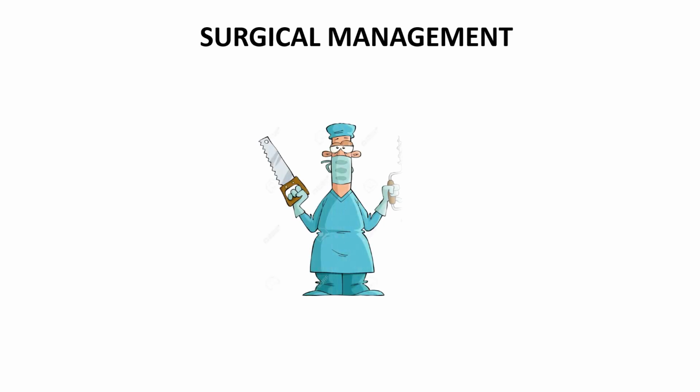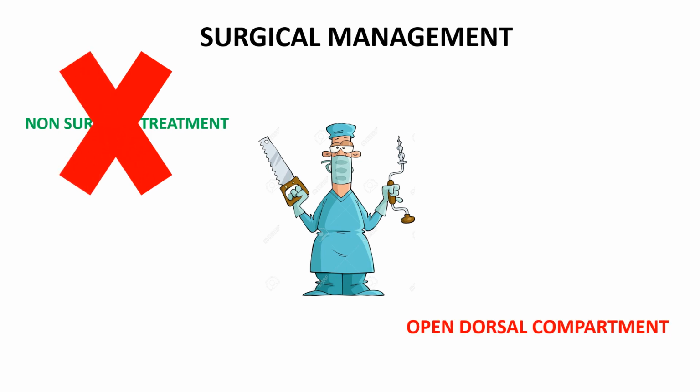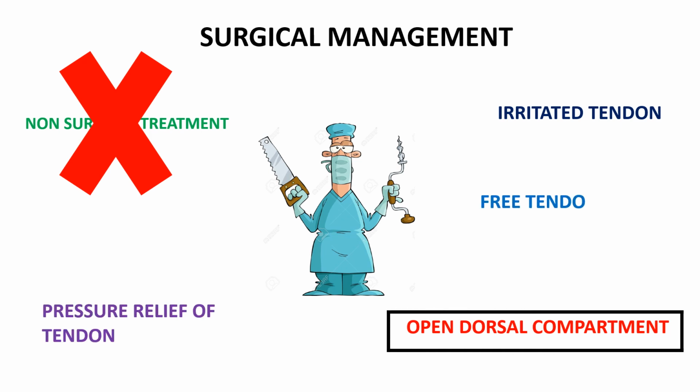Now I'll tell you about the surgical treatment methods. Surgery is very rare, and usually it is for those when non-surgical treatment has failed. The goal of surgery is to open the dorsal compartment, which makes more room for the irritated tendons. This opening allows pressure relief of the tendons and restores free tendon movement.